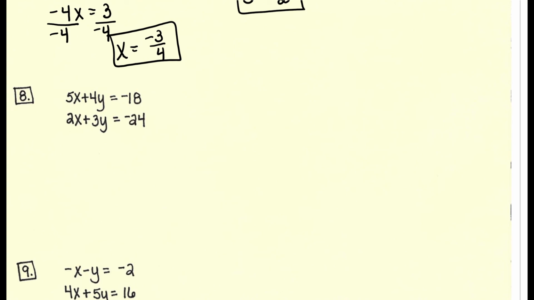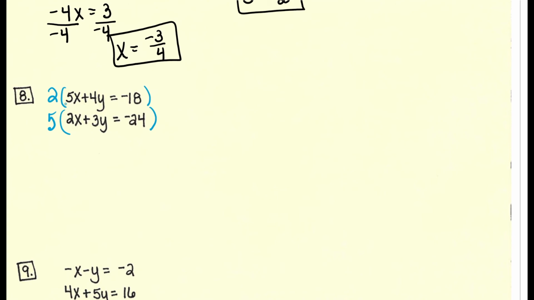Let's take a look at problem number 8. And again, if you'd like to pause the video to do this on your own and see how you do. All right, let's eliminate. I'm going to eliminate the x's. So I'm going to do the flip-flop method again. If I have a 5 in the top equation, I'll put that in the bottom equation. If I have a 2 in the bottom equation, I'll put that in the top equation.